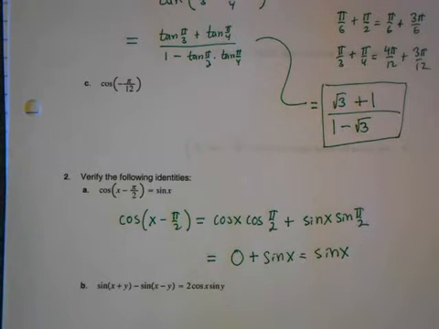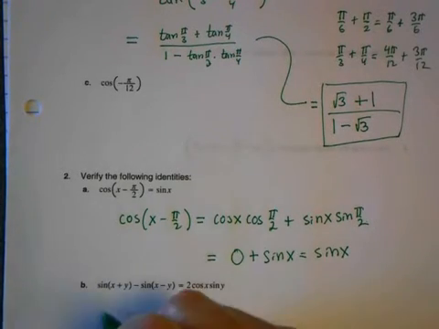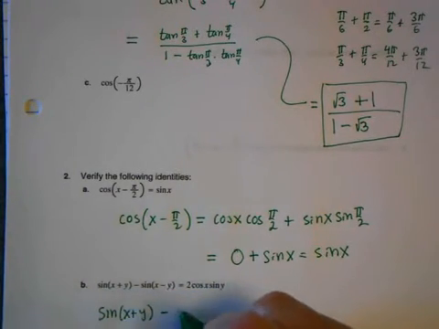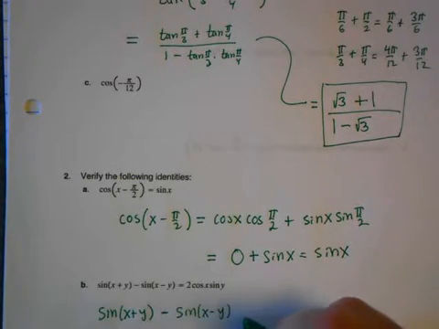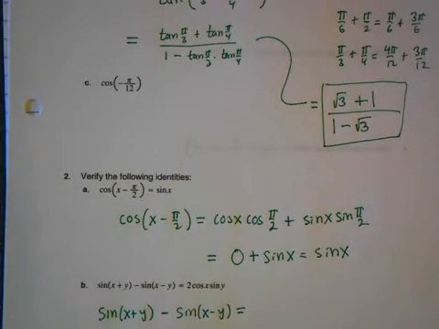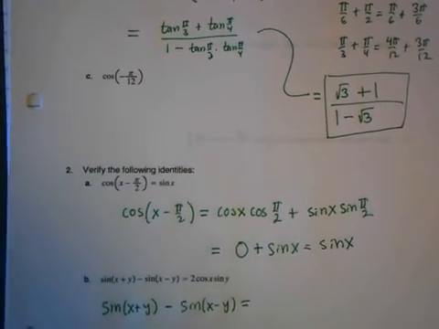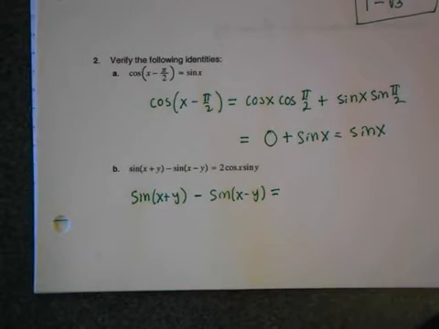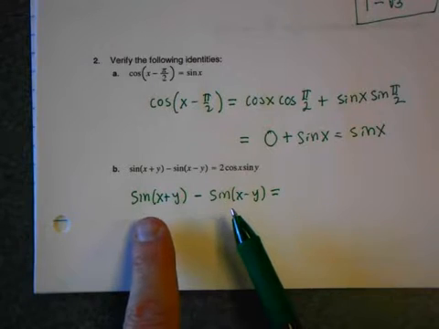Great. All right, so let's try this one. Sine of x plus y minus sine of x minus y. How do I know to start with the left-hand side? What you want to do with identities is usually look at both sides and start with the side that looks more complicated. To me, the left-hand side looks more complicated, so I start with the left-hand side.